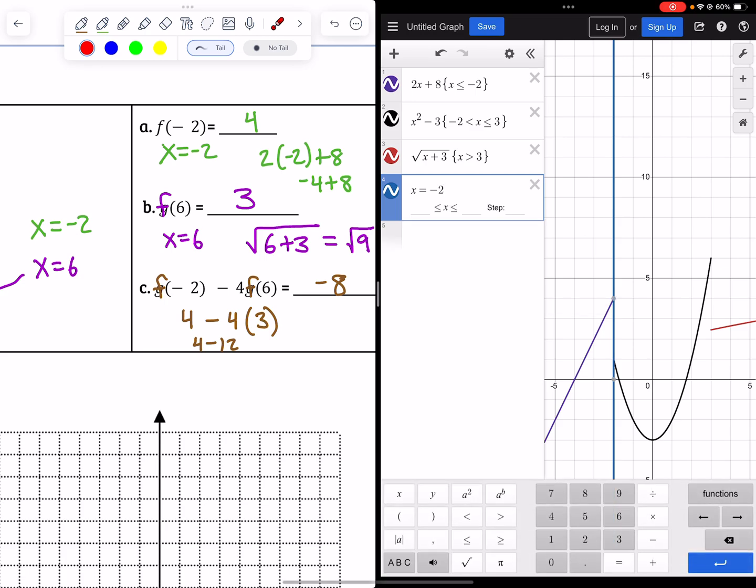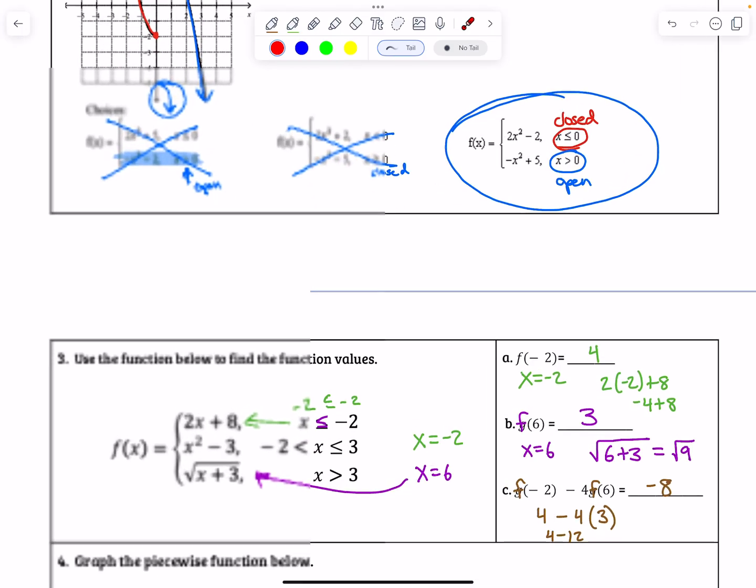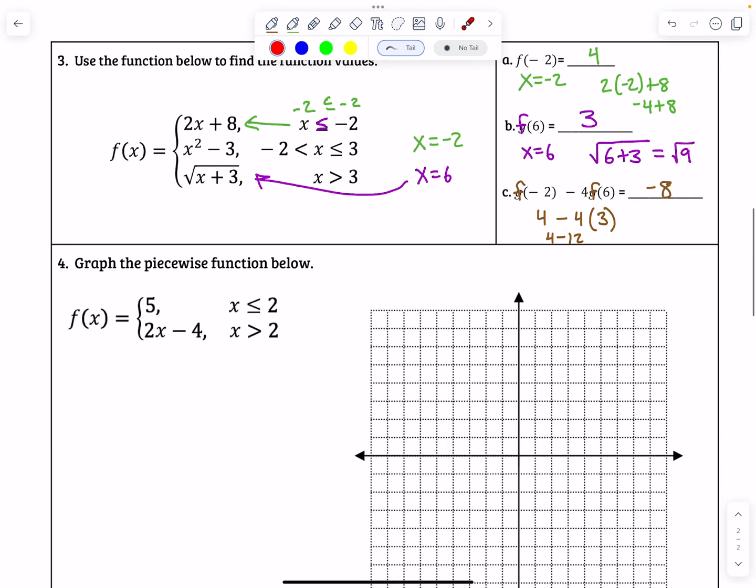And then for 6, f of 6 means to find x equals 6. And then where they touch, I get 3. And so that's a great way to check your work, or you could even find the values that way. But then part C, you would still need to put together on your own.